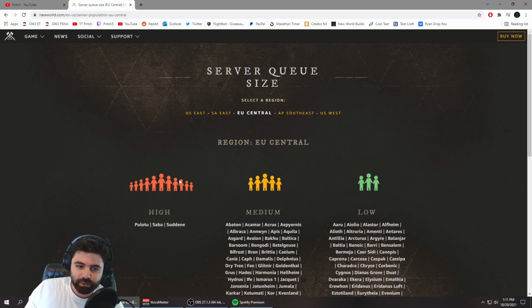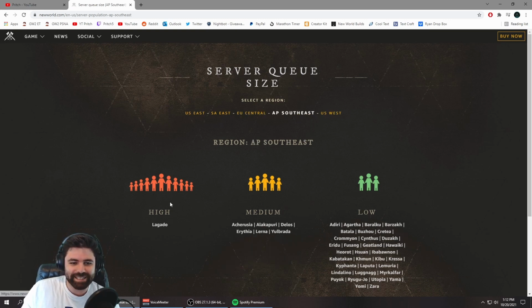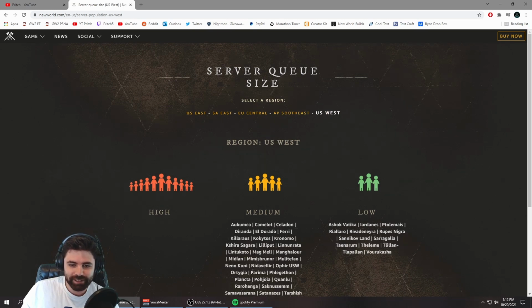EU Central has, oh boy, I'm going to botch these. Piloto, Saba, and Sudden E. See what I did there? And then AP Southeast, we have Legato. And US West, we have nothing, but look at us, Magma, we're medium. Oh my gosh, we're doing it.